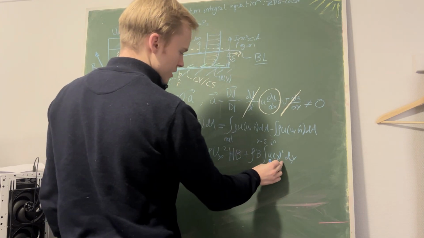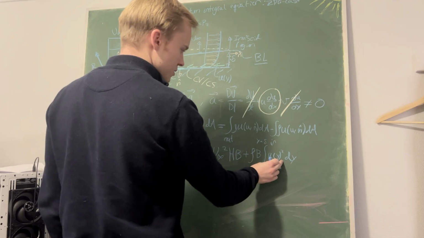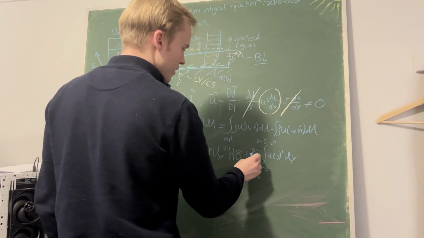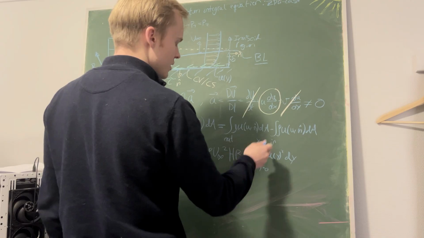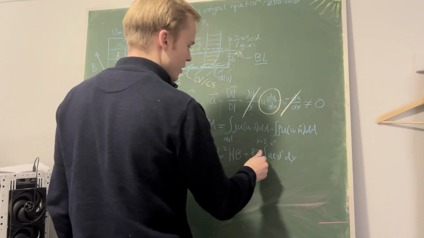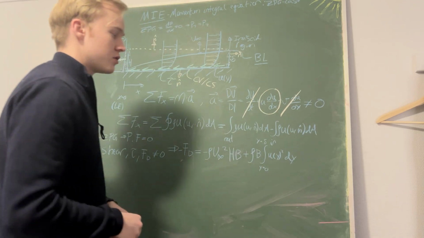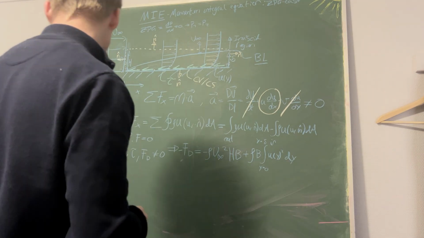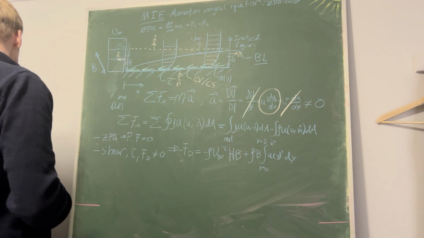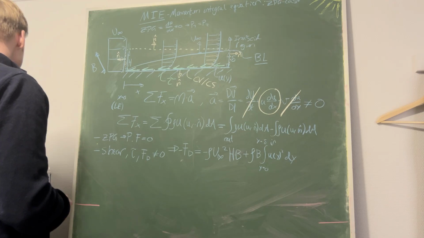So if we integrate this, and we have y, and then we have b, it's going to be an area, rho b times some height times velocity squared. That's a force. All right, so then we have that.